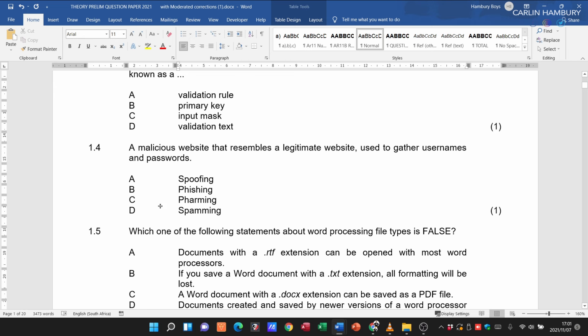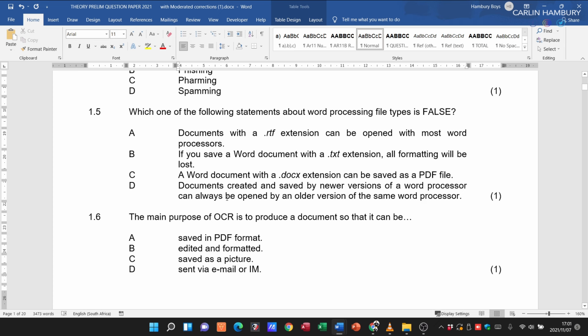So guys, just by understanding the terms, where are we going? 1.4, we're going with farming. Okay. Then 1.5, which of the following statements about word processing files is false? Well, let's look at this.